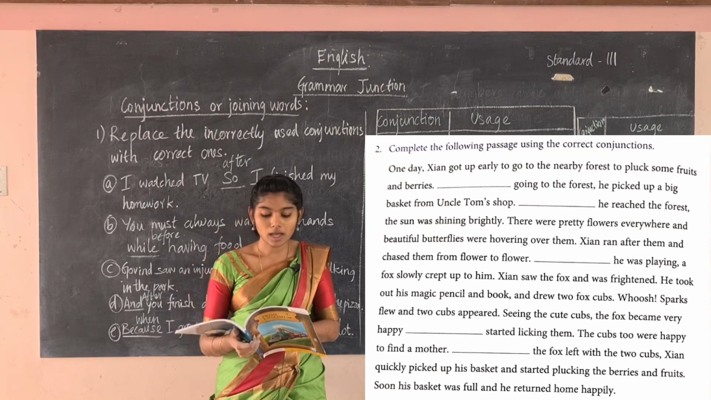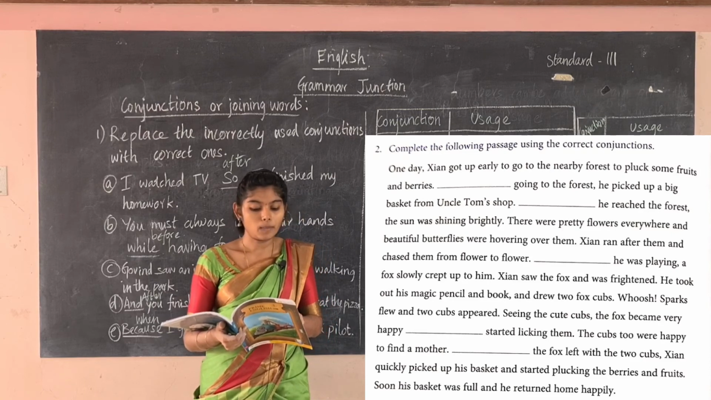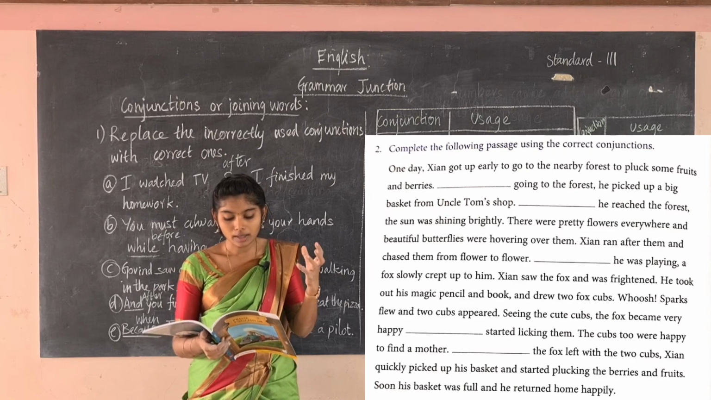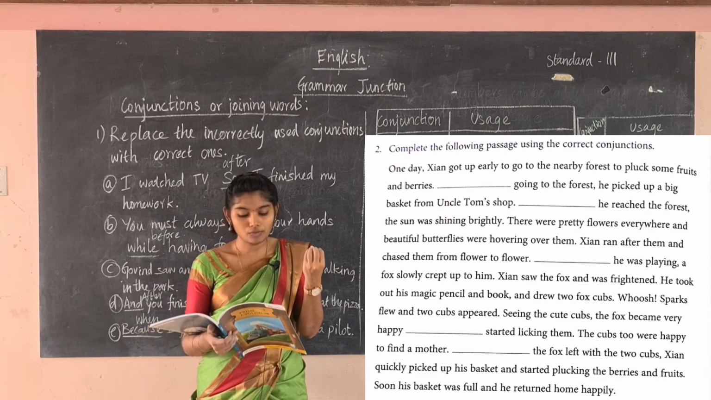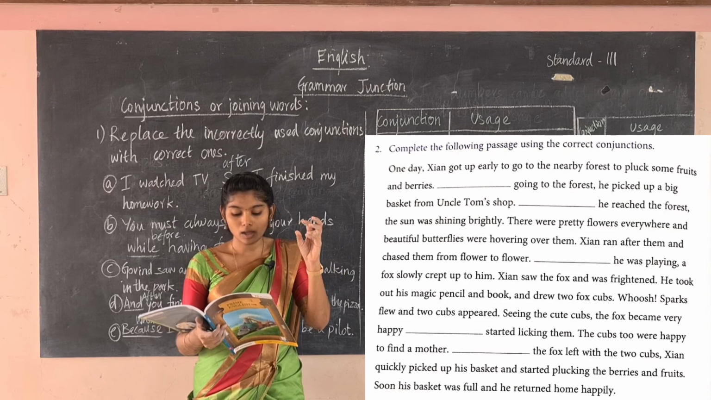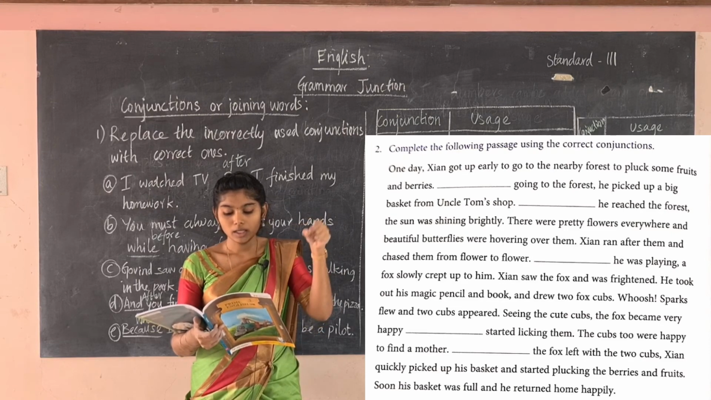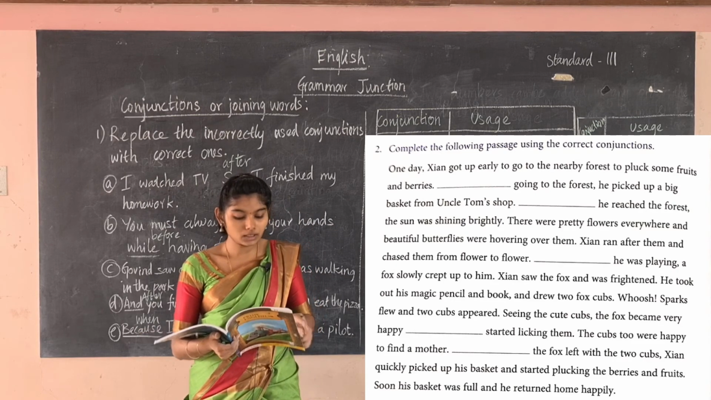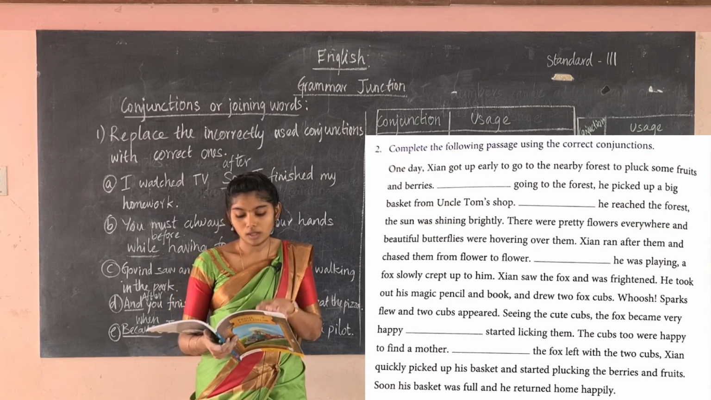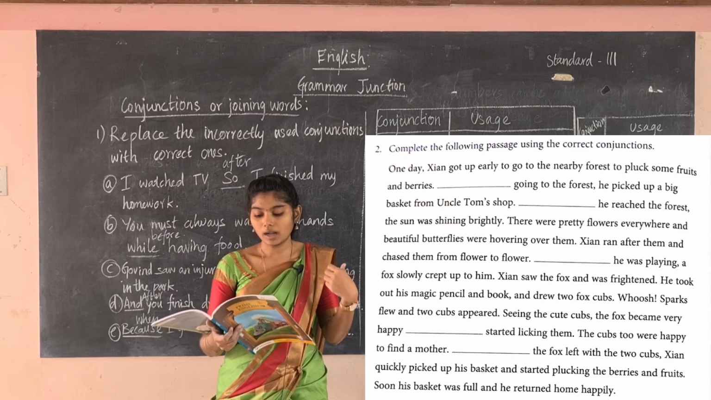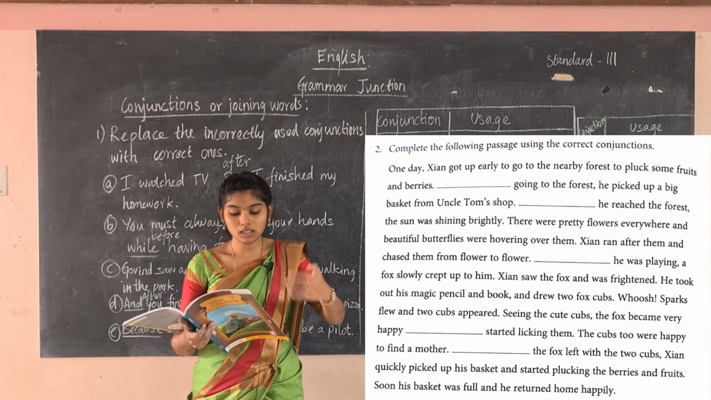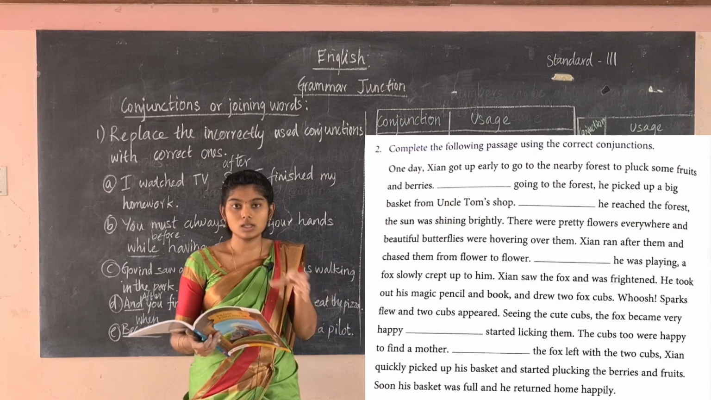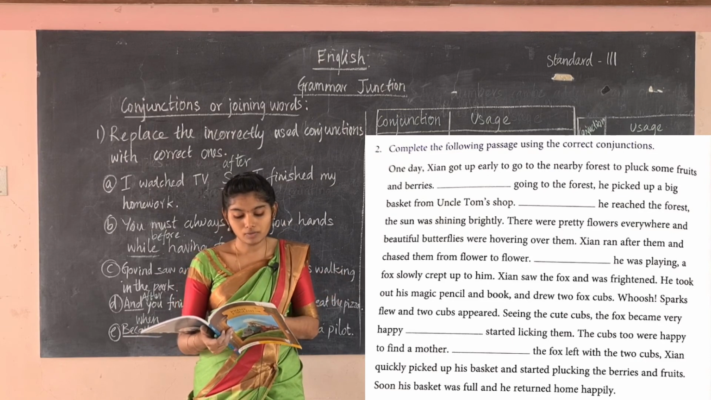And the next one is: there were pretty flowers everywhere and beautiful butterflies were hovering over them. So there he saw pretty flowers everywhere, beautiful flowers, and over each flower there are some beautiful butterflies. And then Zion ran after them and chased them from flower to flower. On seeing that butterfly, Zion ran after them. He is chasing the butterflies from flower to flower. The butterflies easily get away from us.